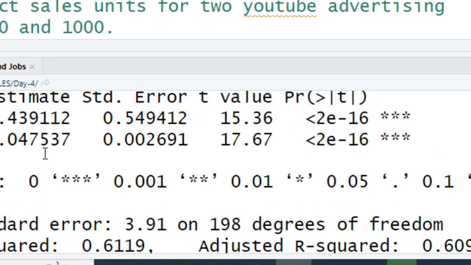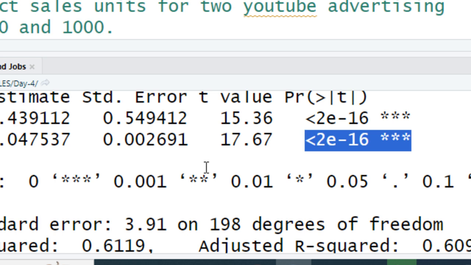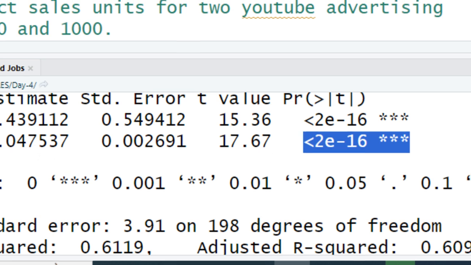So it means that any amount spent on YouTube can yield sales. So there's a significant association or relationship between YouTube and sales. That's what it means, right? That's why we have a very significant result here. You can see it's less than 0.05. So this is it here.